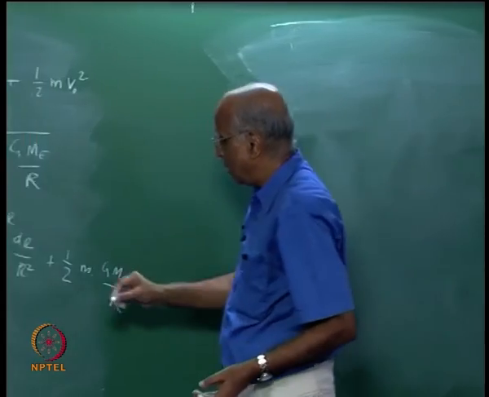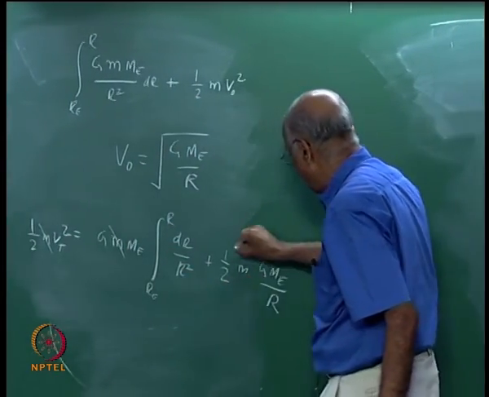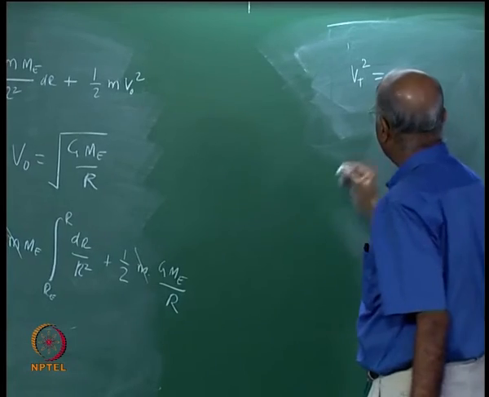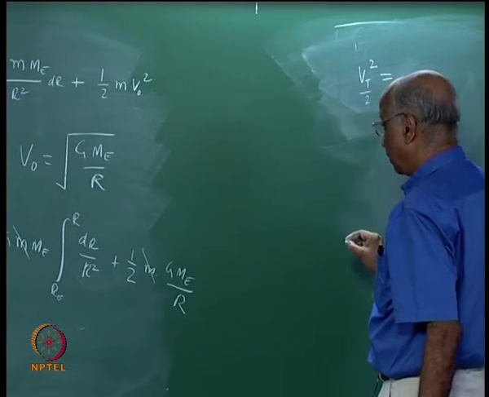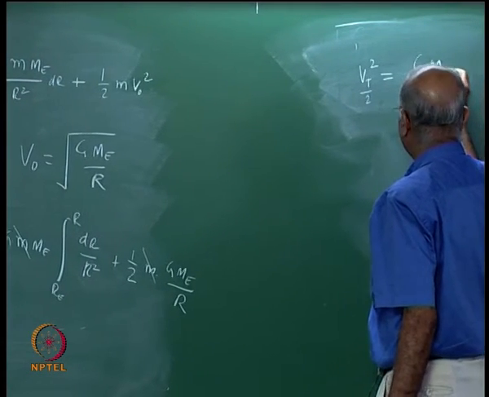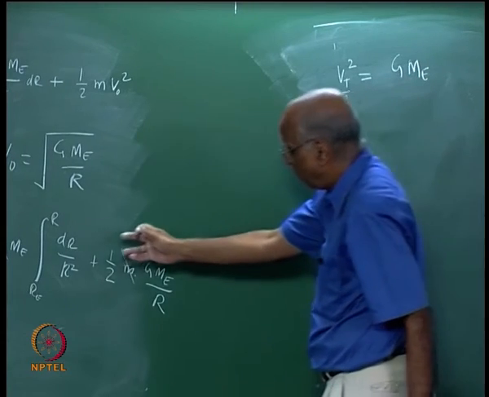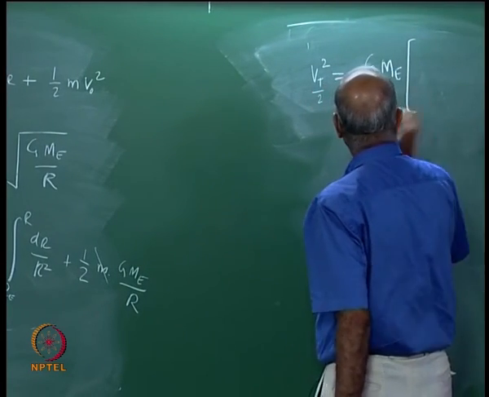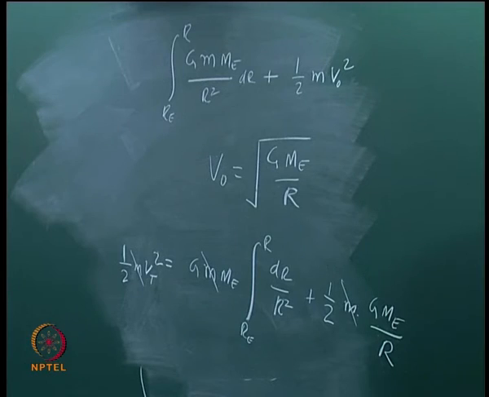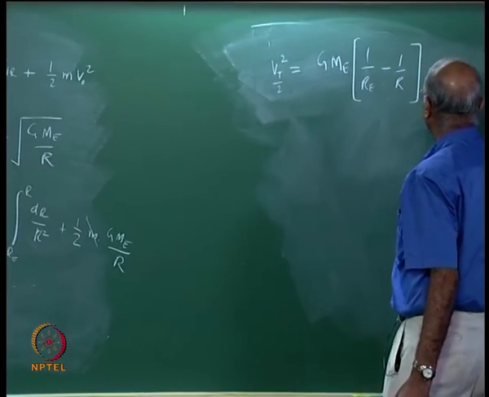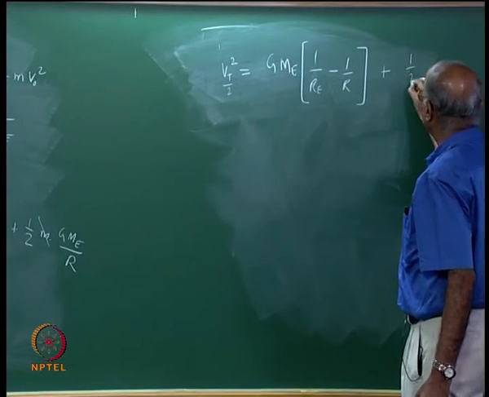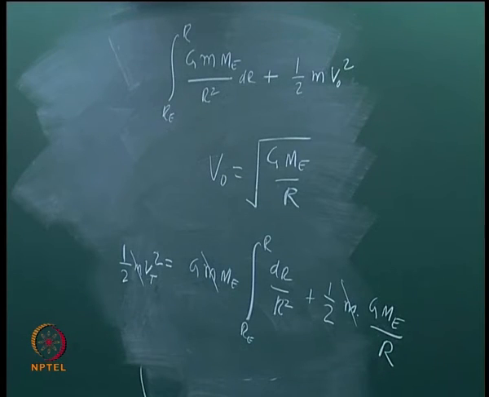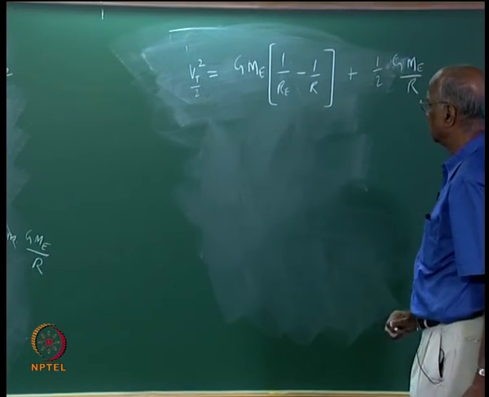Let us simplify it, m cancels over here, m is a constant, and therefore I get half Vt square is equal to G me into minus 1 by r, therefore this becomes 1 over Re, because I change the order of integration, 1 by Re minus 1 by r, plus I have half G me by r. Therefore, what should be the value of Vt?